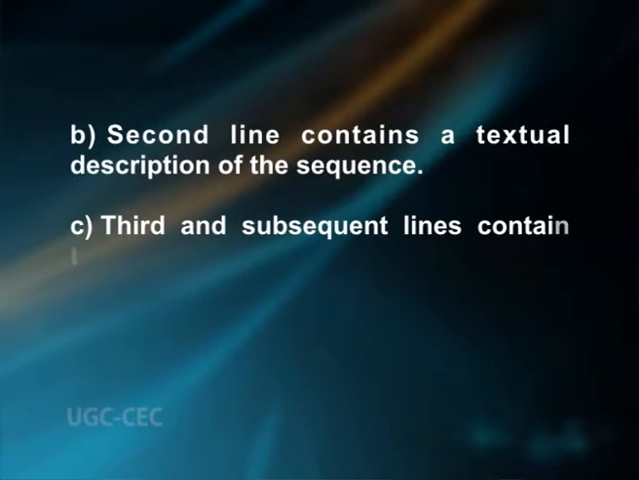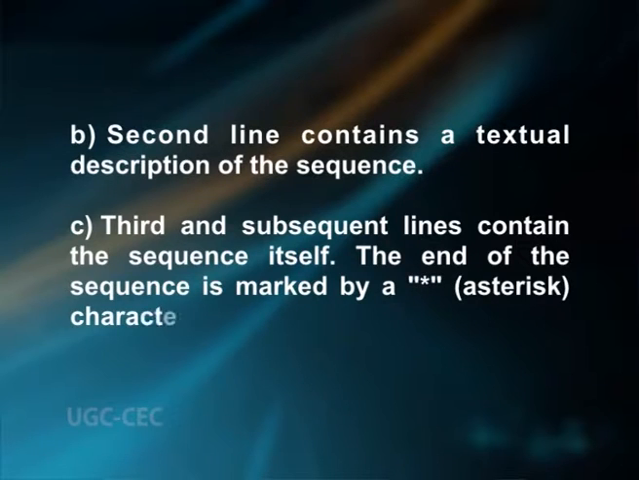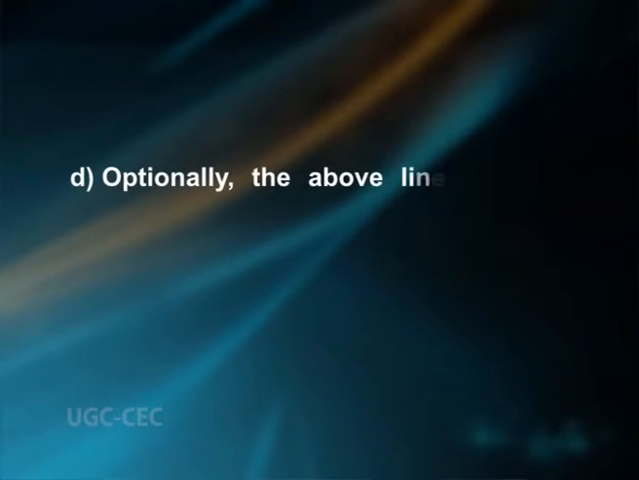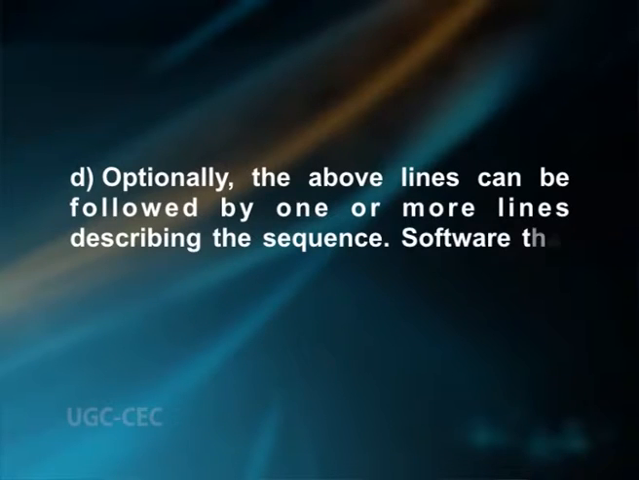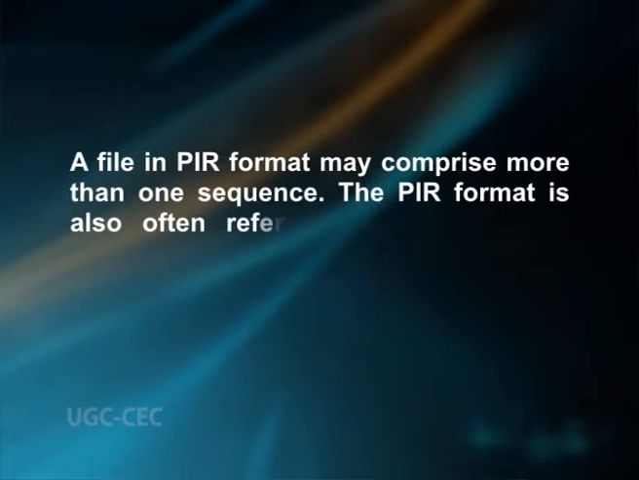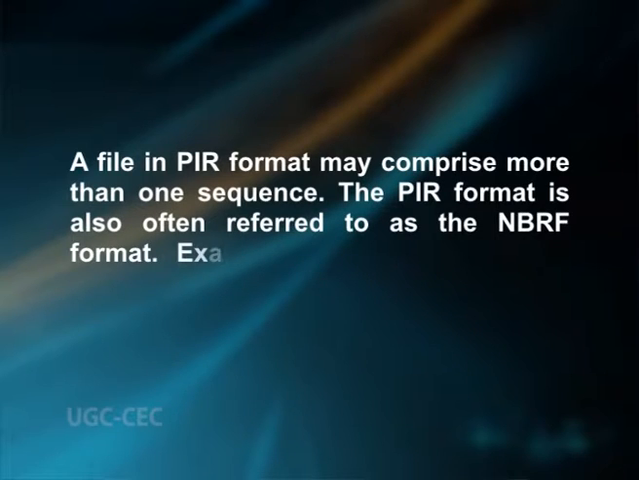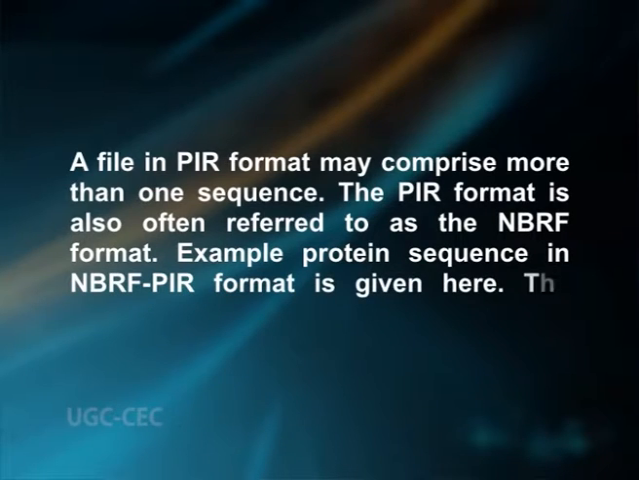The third and subsequent lines contain the sequence itself. The end of the sequence is marked by an asterisk character. Optionally, the above lines can be followed by one or more lines describing the sequence. Software that is supposed to read only the sequence should ignore this. A file in PIR format may comprise more than one sequence. The PIR format is also often referred to as NBRF format. An example protein sequence in NBRF format is given here. The final star or asterisk is ignored.